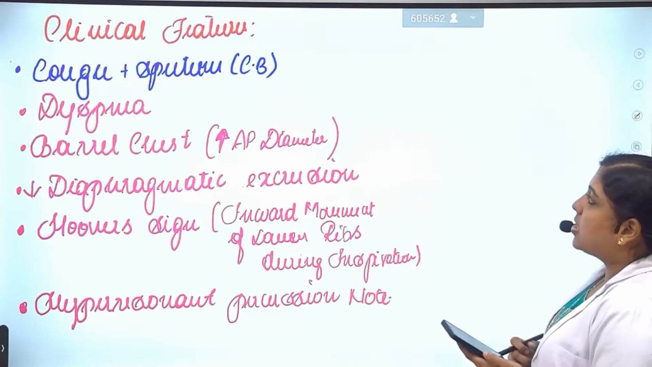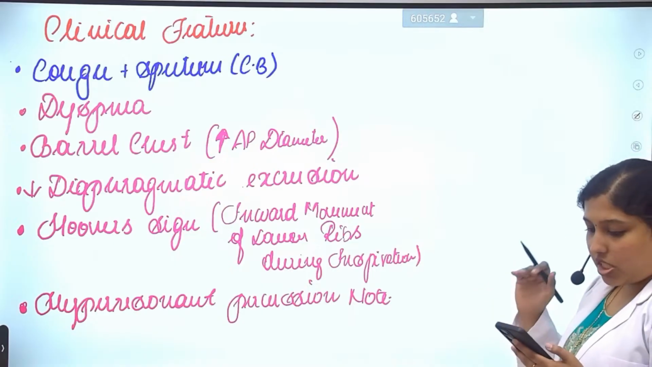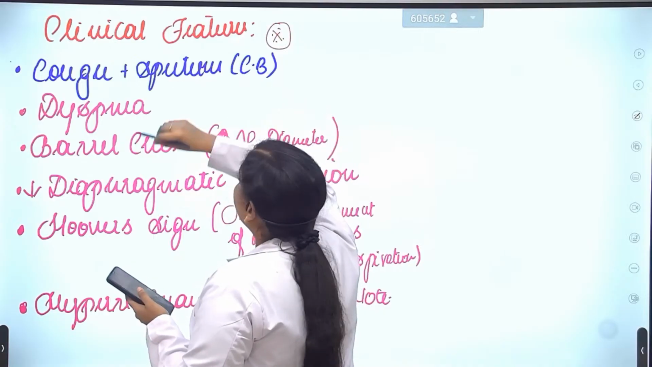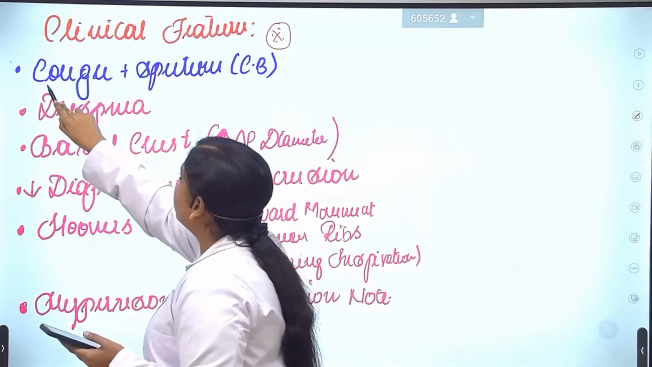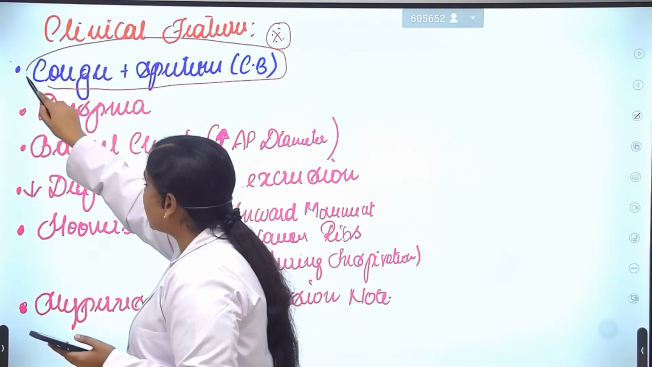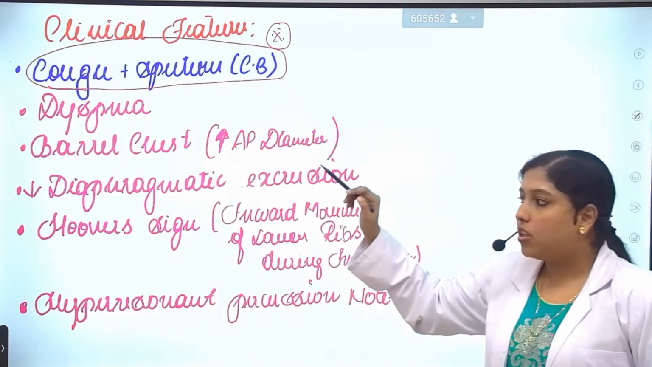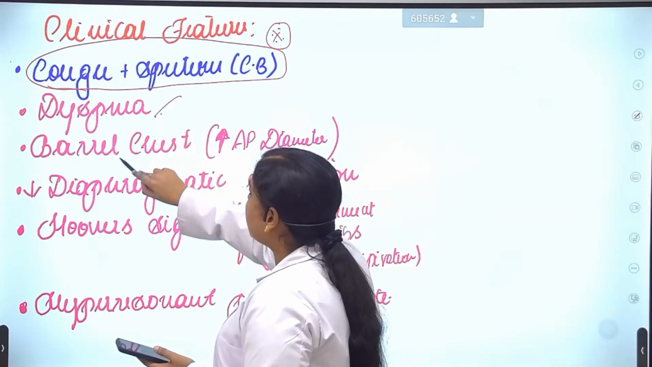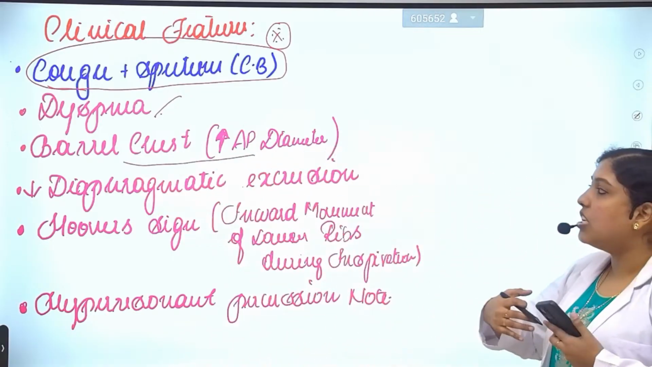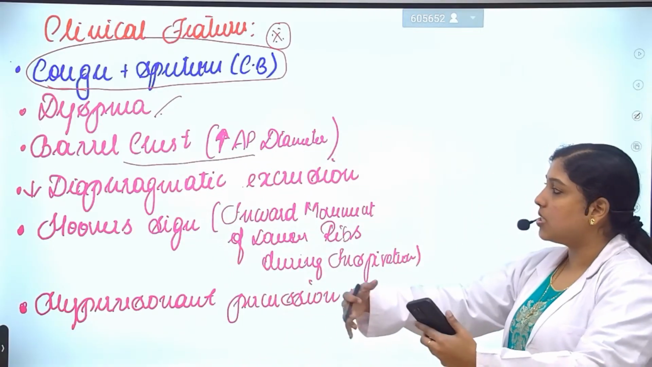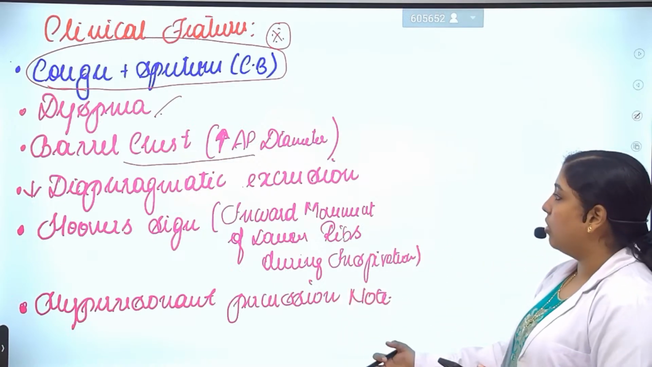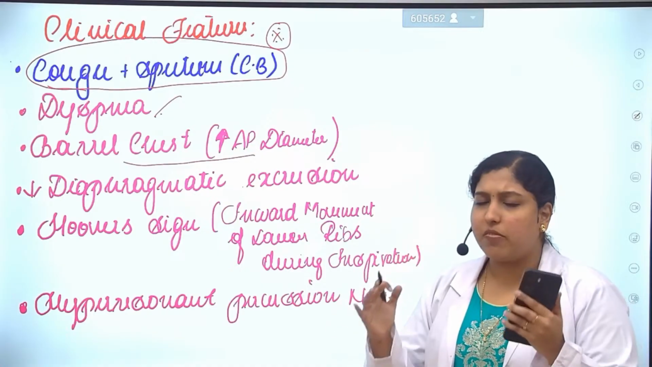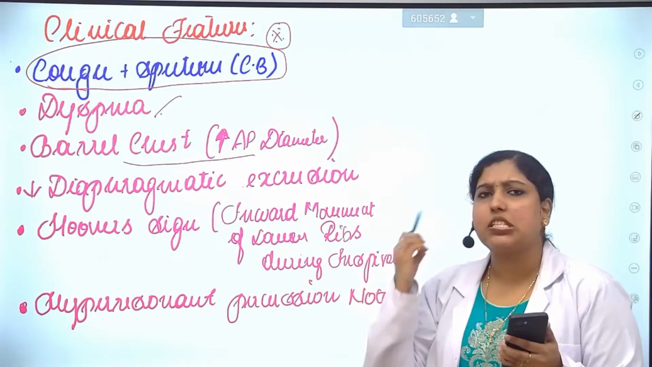Next, the clinical manifestations, where the MCQ questions are mostly asked. First, cough and sputum are specifically seen in chronic bronchitis. That's why I have mentioned it in blue, your blue bloaters. Next, dyspnea is commonly seen in emphysema, along with barrel chest. The increase in the anterior posterior diameter of the chest happens only in emphysema, not in chronic bronchitis. In chronic bronchitis, the patient will complain, I have excessive cough and sputum production.